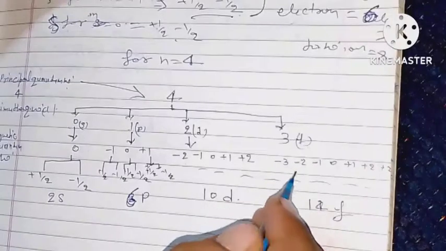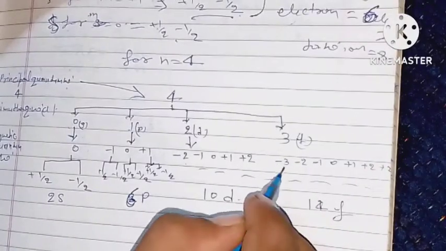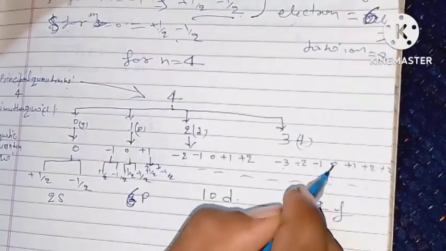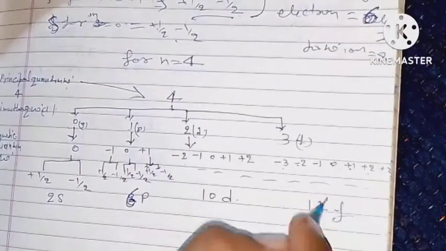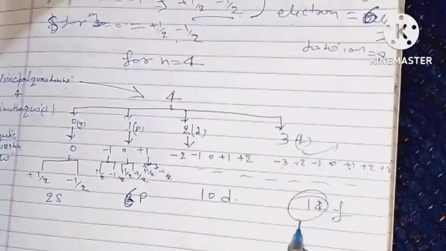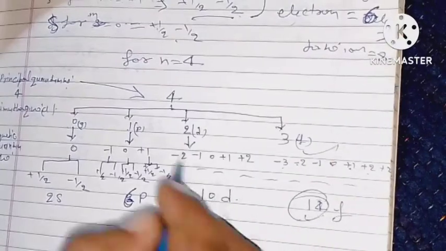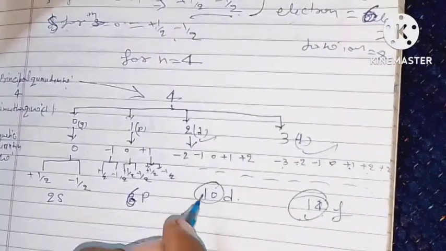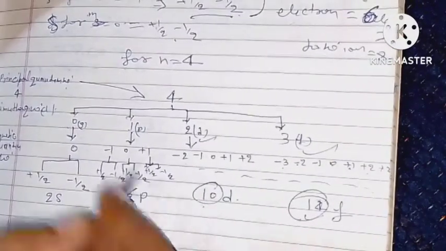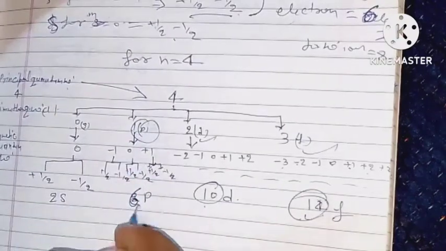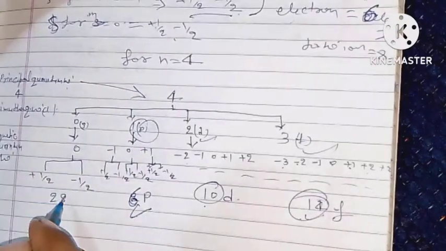In the f orbital, the total number of electrons is 2, 4, 6, 8, 10, 12, 14, so 14. In the d orbital, the total number of electrons present is 10. In the p orbital, it is 6. And in the s orbital, it is 2.